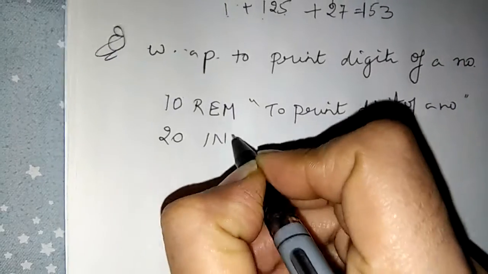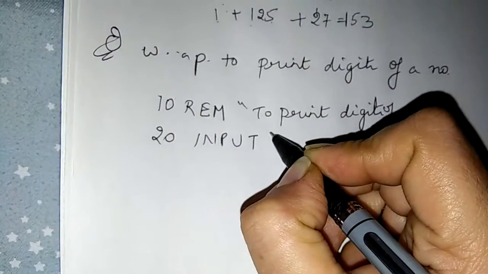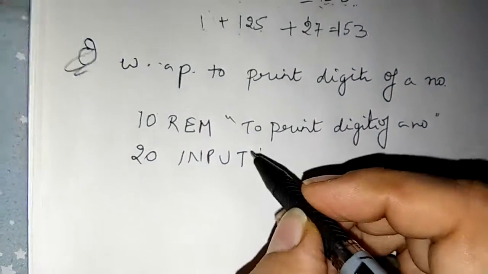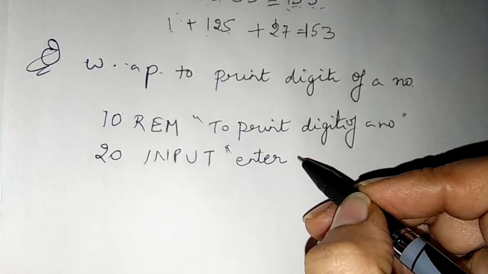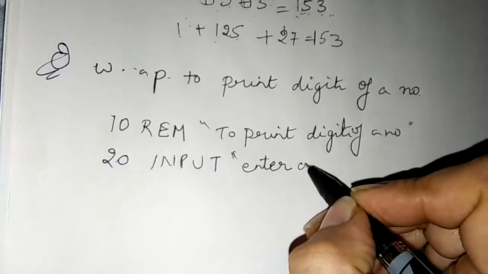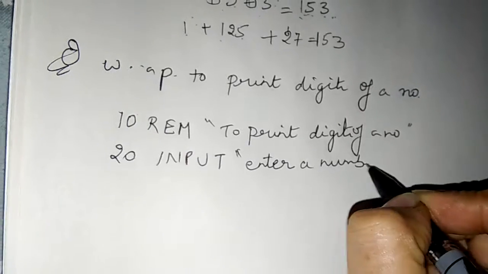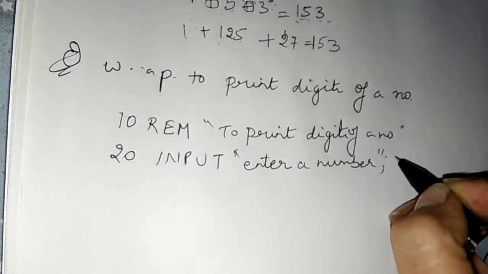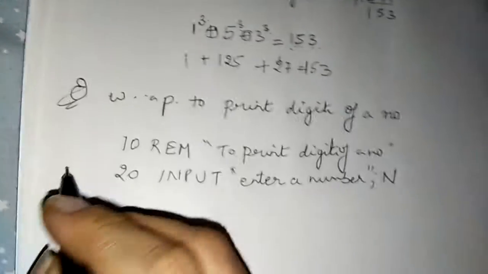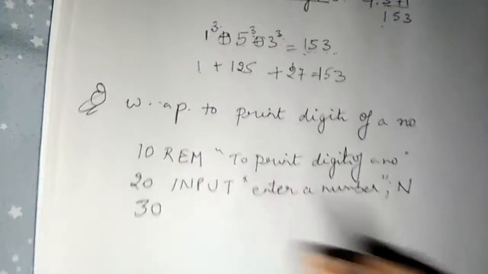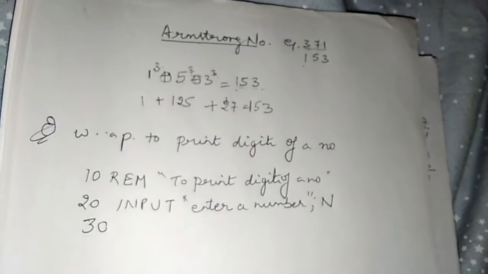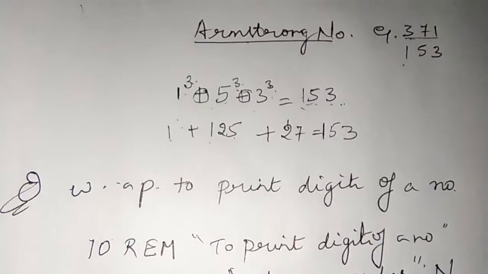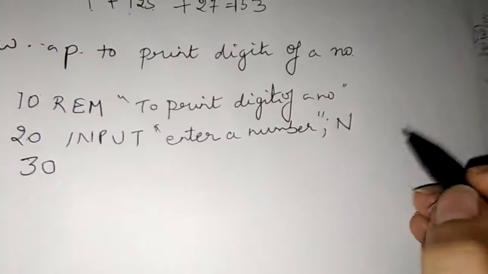Input. Take a number from the user. Enter a number. This is the input. Now what I have to do, I have to find out the separate digits of this number n.